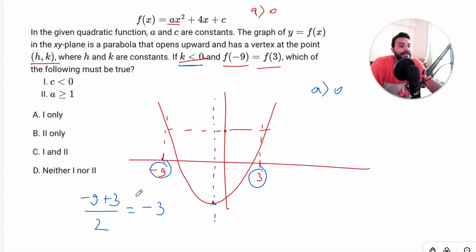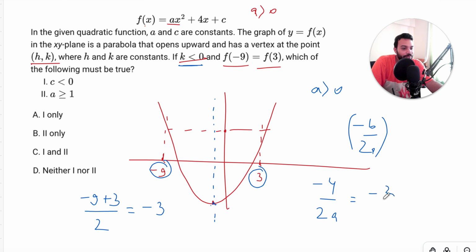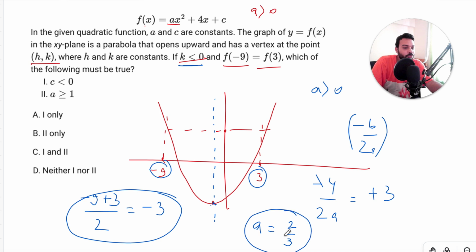This is the x coordinate of the vertex, and by formula we also know that minus b over 2a from the quadratic equation is also the x coordinate of the vertex, where b is the coefficient of the x term and a is the coefficient of x squared. So minus 4 upon 2a is equal to negative 3, which we already know from here. So this and this cancelled. A is equal to, by cross multiplication, 4 over 6 or 2 over 3. A is equal to 2 over 3.